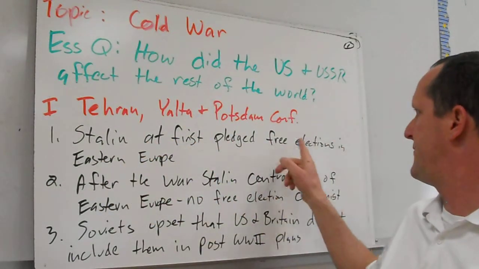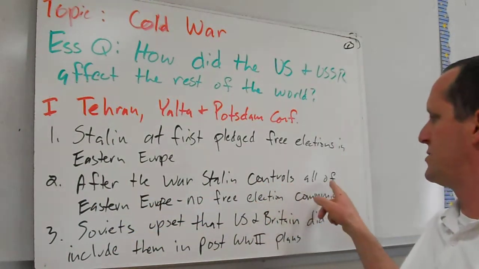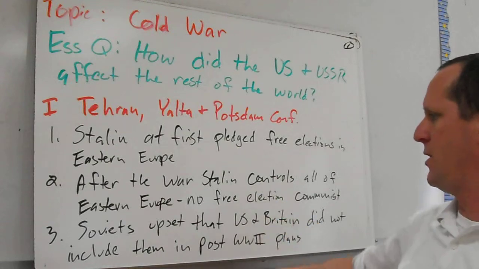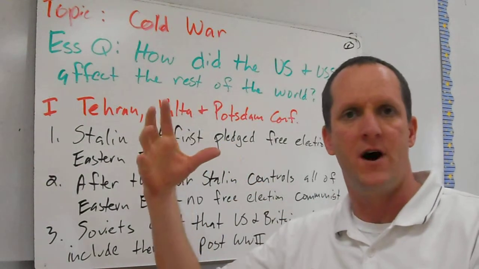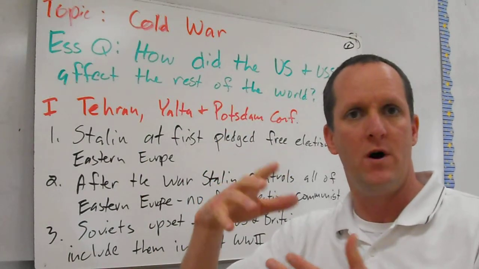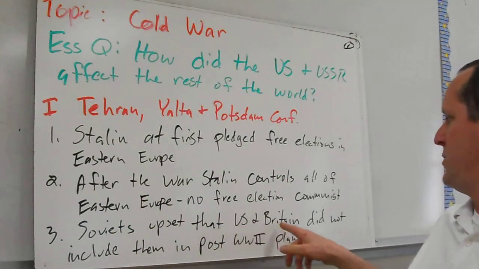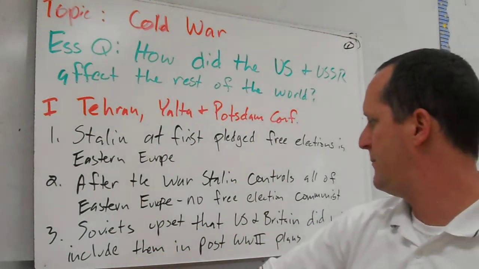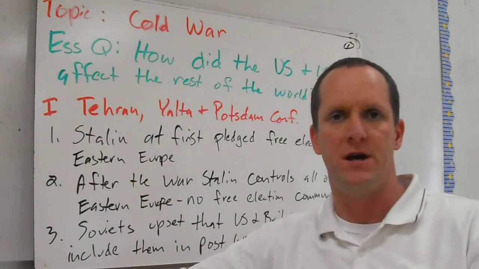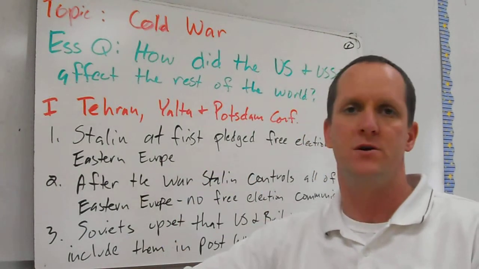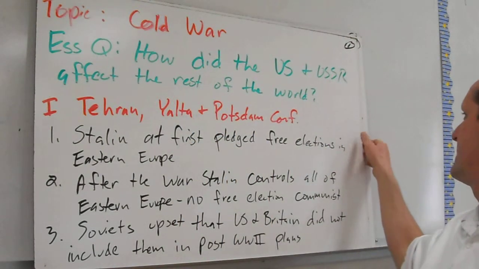Stalin first pledged free elections in Eastern Europe. After the war, Stalin controls all of Eastern Europe, and there were no free elections. The Soviets controlled this area once they fought the Nazis back, and they had overrun areas in Eastern Europe. They remained there. Soviets were upset that the U.S. and Britain did not include them in post-World War II plans, and some various other reasons. The Soviets were not very happy with the United States.